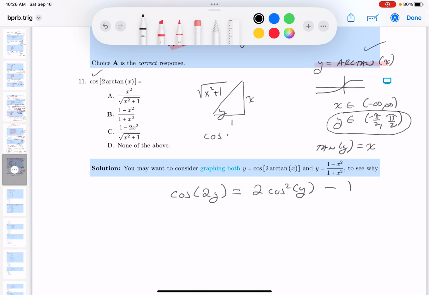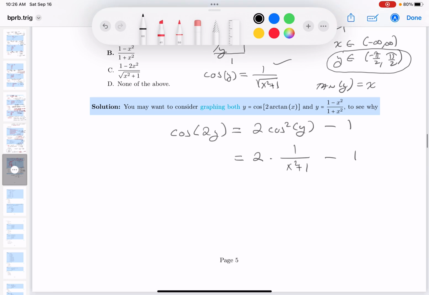The cosine of y would be equal to, let's take a look at that. Cosine is going to be 1 over the square root of x squared plus 1. All right? So I think I can write that down now. So what do I get over here? Well, when I square the cosine of y, what do I get? I get 1 over x squared plus 1, and then minus 1.